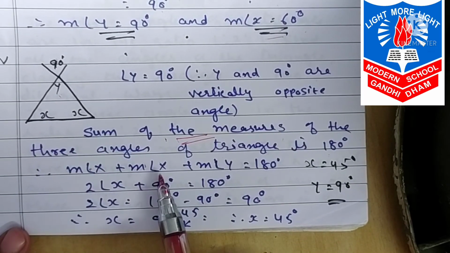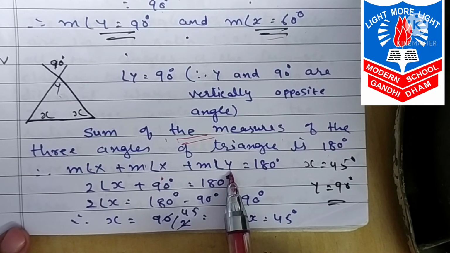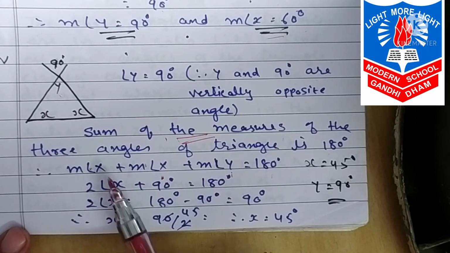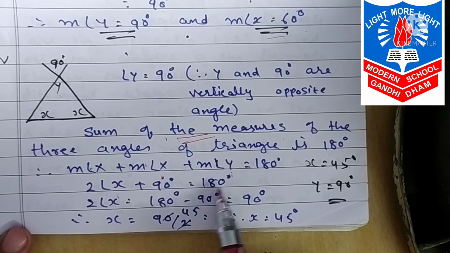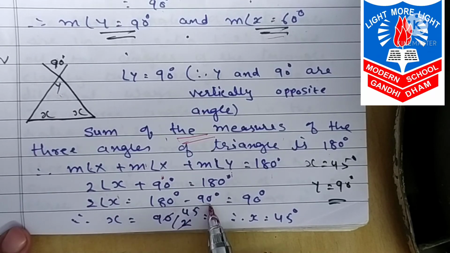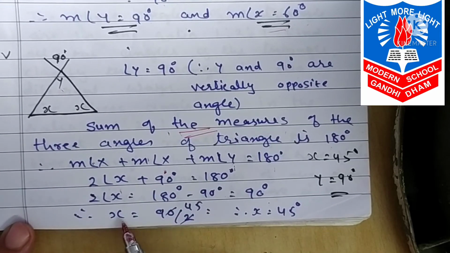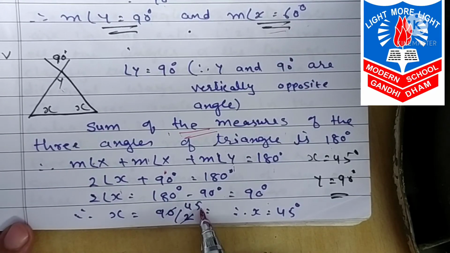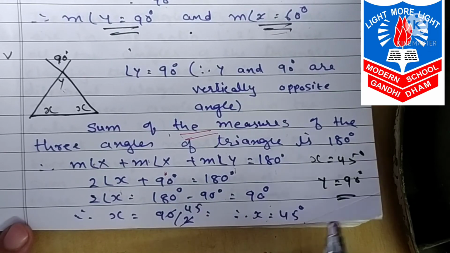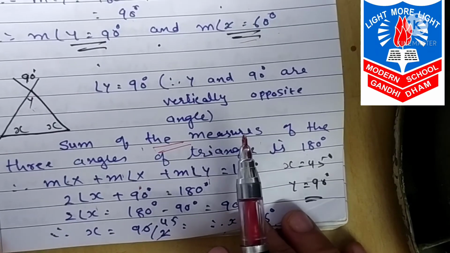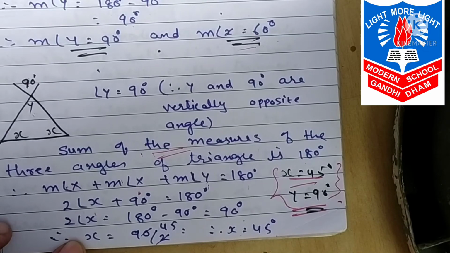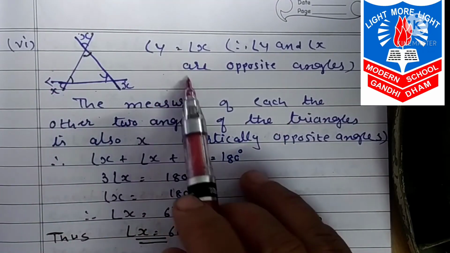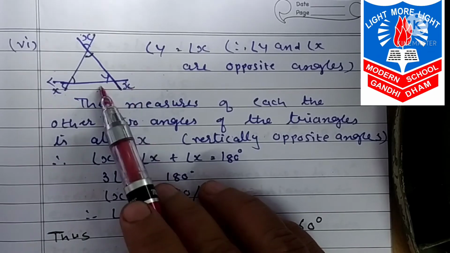So measure angle x plus measure angle x plus measure angle y is equal to 180. Here x and x means 2x, and here you know the value of y is equal to 90. It's equal to 180. Therefore measure 2x is equal to 180 minus 90, which is 90. Therefore x is equal to 90 by 2, which is 45. So value of x is equal to 45 and value of y is equal to 90. That is our answer.